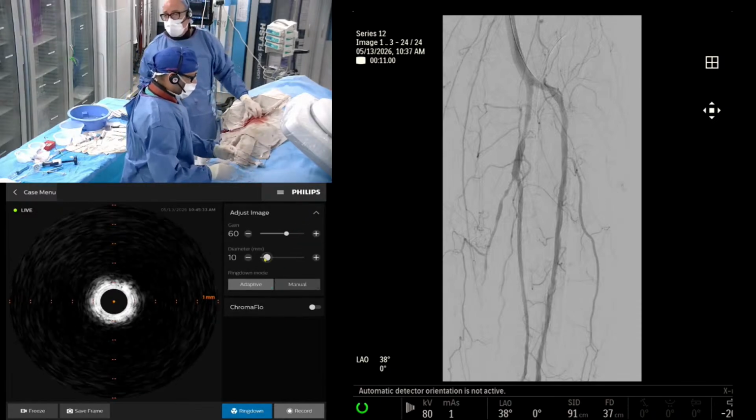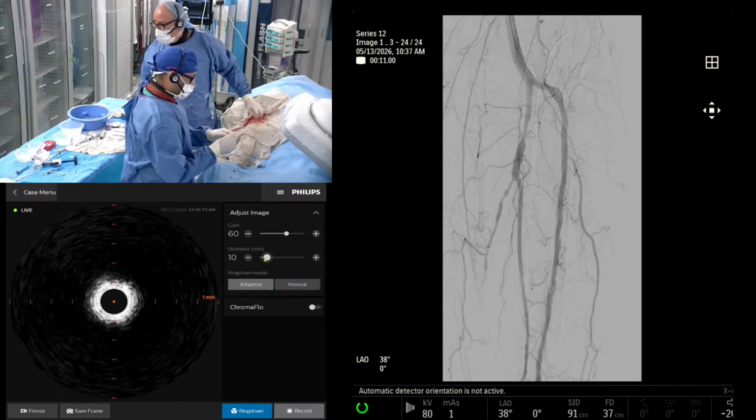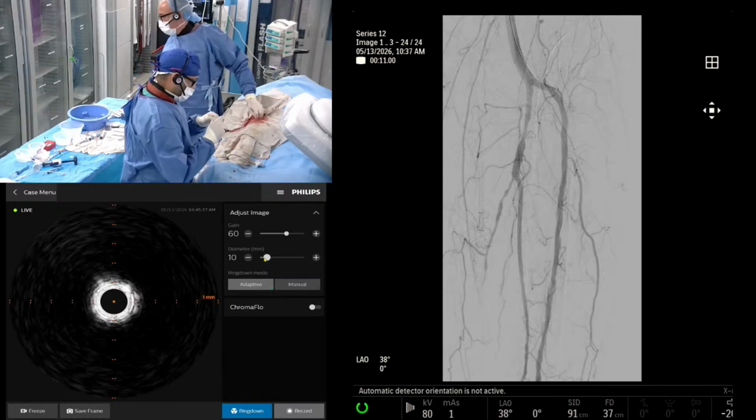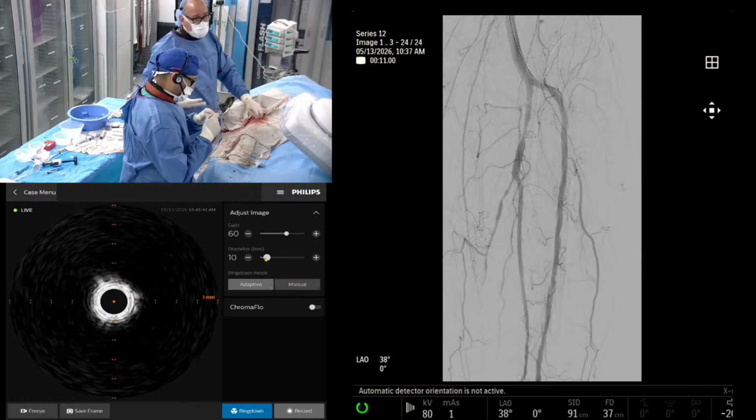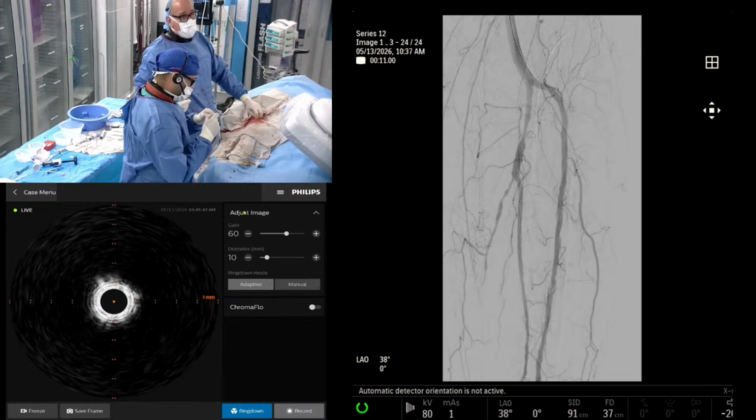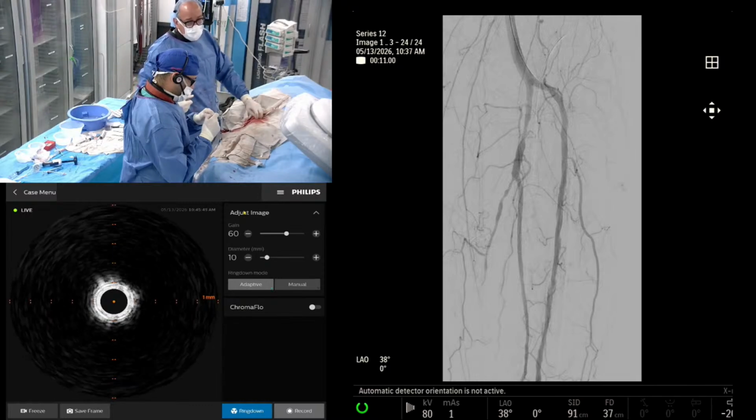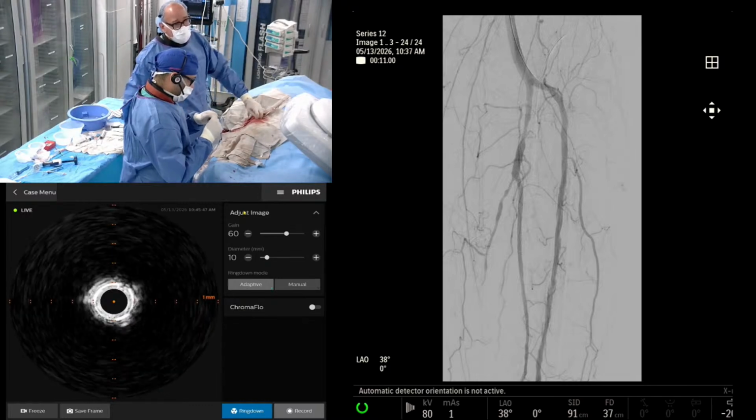If somebody could grab a 3.75 by 38 Esprit stent, scaffold rather, just so that we're ready. 3.75 by 38 Esprit.